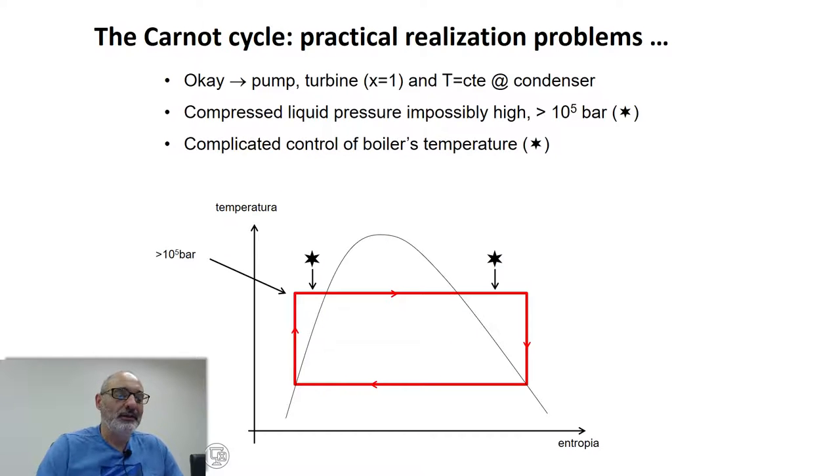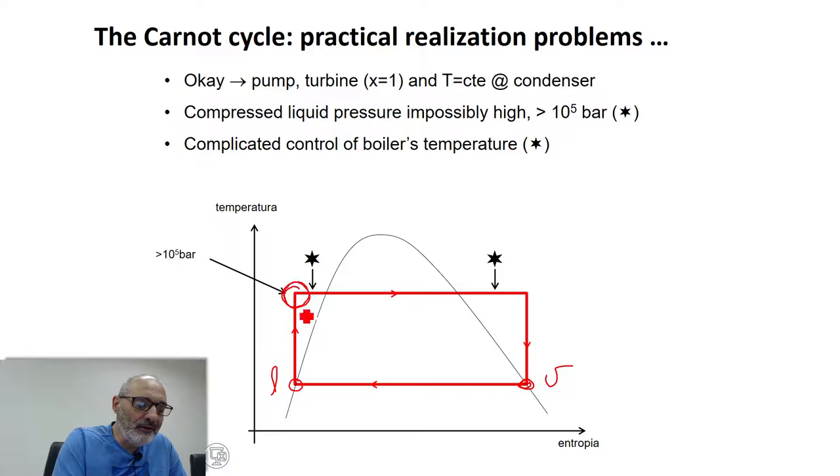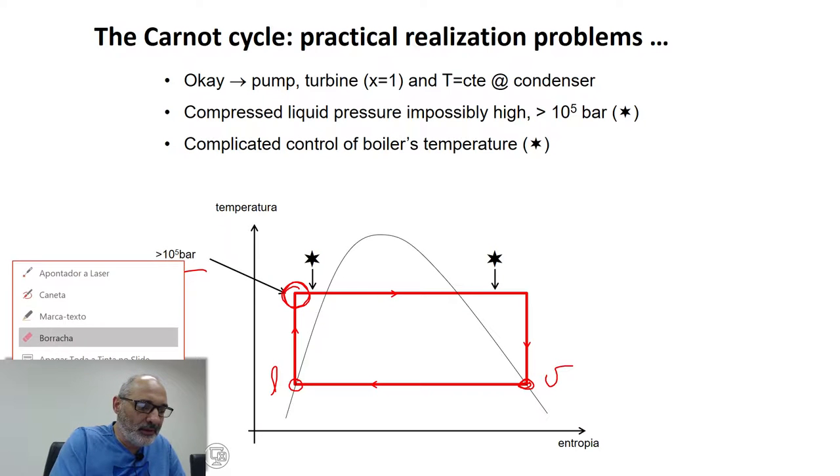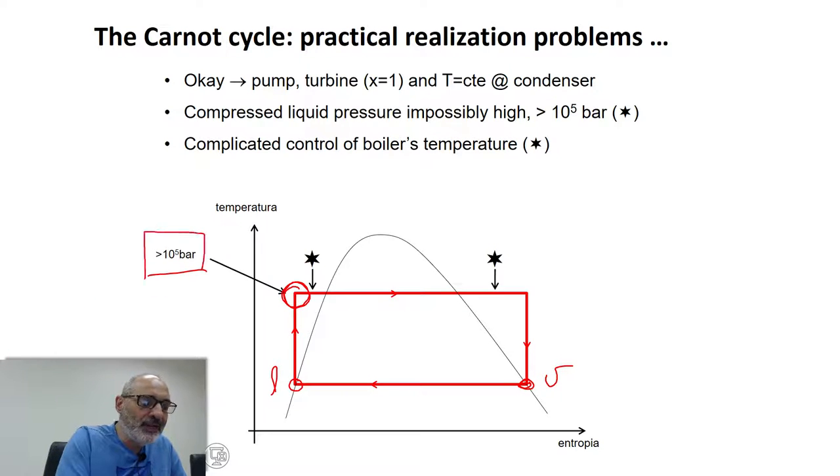You could implement the Carnot cycle like this, so you solve the problem of pumping a multi-phase flow or blade erosion. Here you have steam, and here you have only liquid. The problem with this implementation of the Carnot cycle is to have very, very high pressures here, something like 10 to the 5 bar. Let me make a drawing here to give you an idea of how high 10 to the 5 bar is.